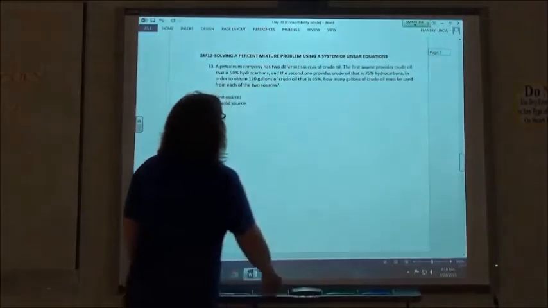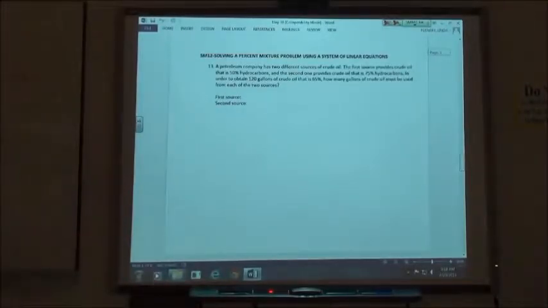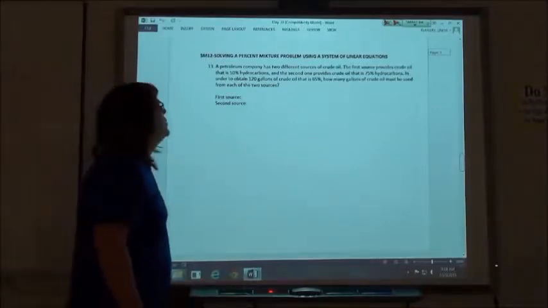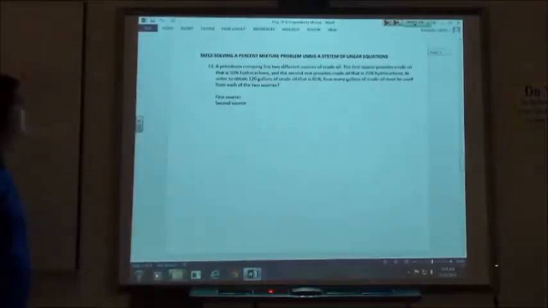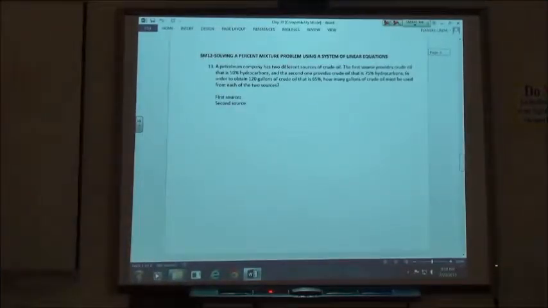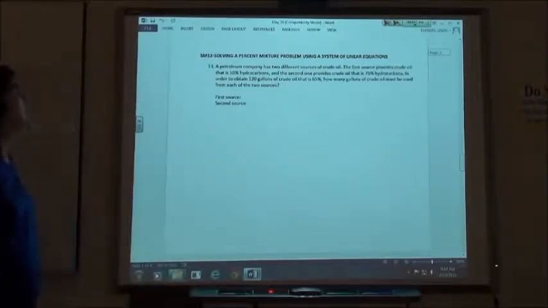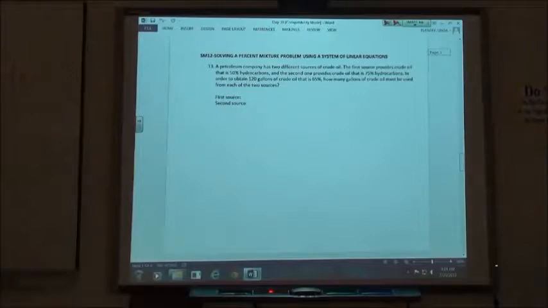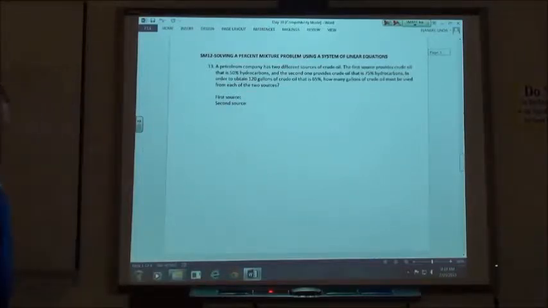13, 14, and 15, this time we're going to do percent mixture problems. Kind of the same thing we just got doing, but this time we've got percents in there. It says a petroleum company has two different sources of crude oil. The first source provides a crude oil that is 50% hydrocarbons. The second one provides crude oil that is 75% hydrocarbons. In order to obtain 120 gallons of crude oil that is 65%, how many gallons of crude oil must be used from each of the two sources?